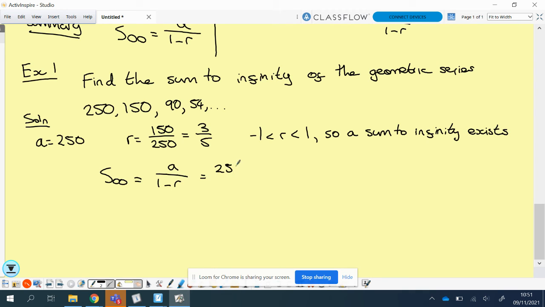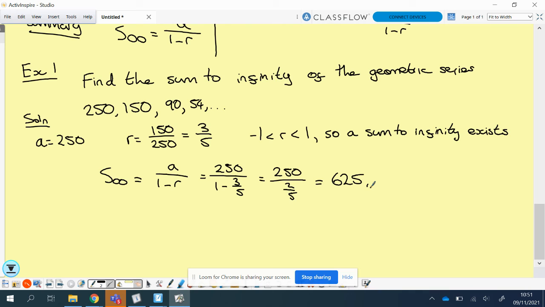a was 250. 1 take away r, r was 3/5. So that's 250 divided by 2/5, which would give you an answer of 625. So if you summed up all the values in that series, up to infinite values, that's what the sum would tend towards. It would tend to 625 as a limit. So that's just a first example of using the new rule and working out a and r to get you that sum to infinity.